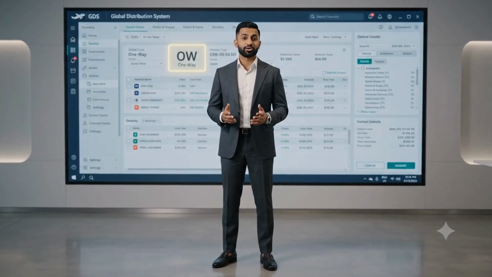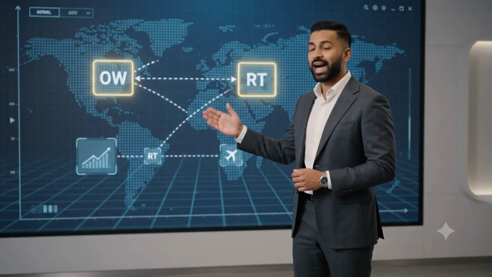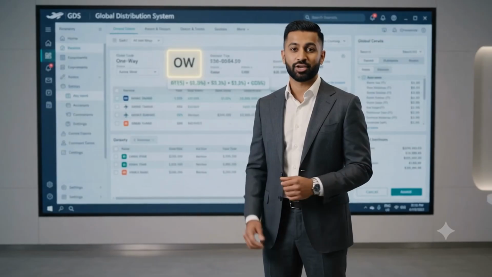IATA provides standard codes like OW and RT to ensure that fare types and calculation formulas are interpreted identically by every GDS across the globe. Think of the HIP rule as a protective shield for airline revenue. It ensures that a trip to the hub itself has a higher direct fare. That becomes your new price floor.